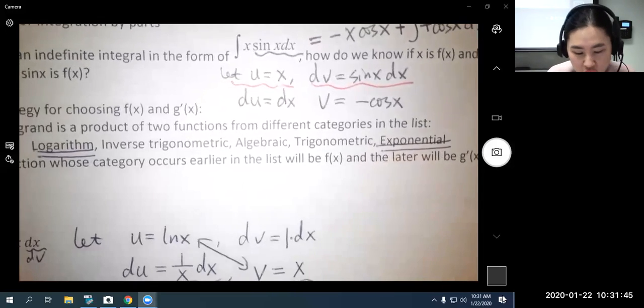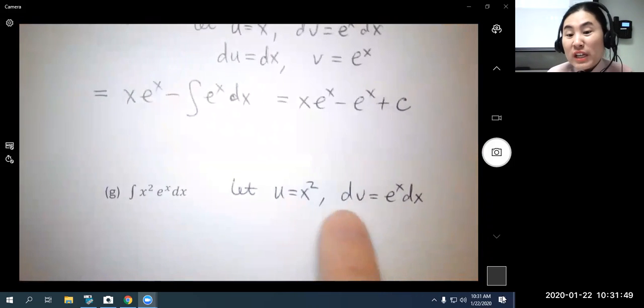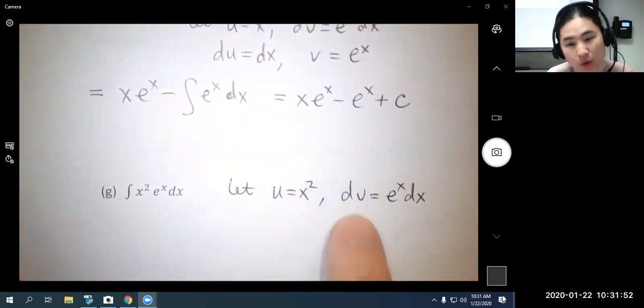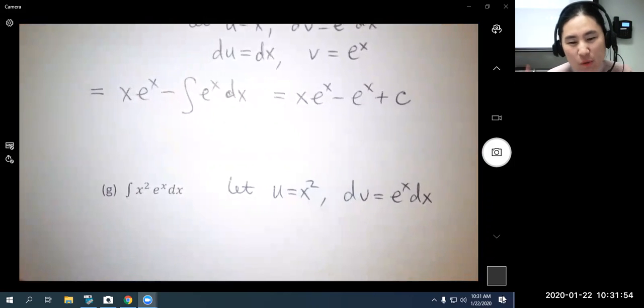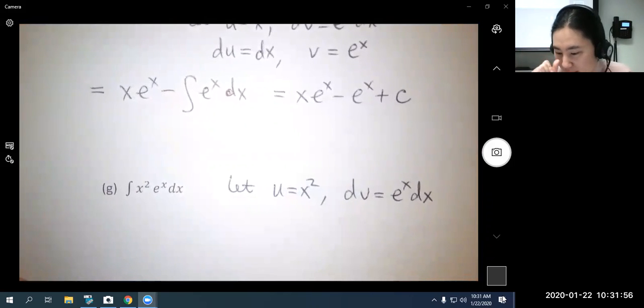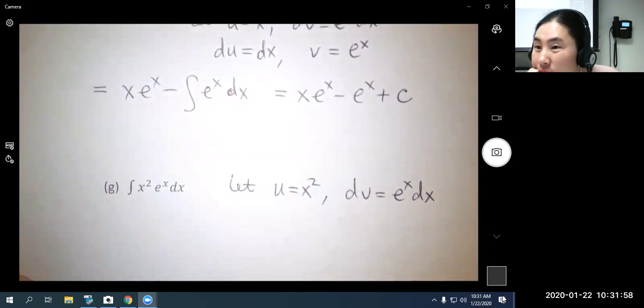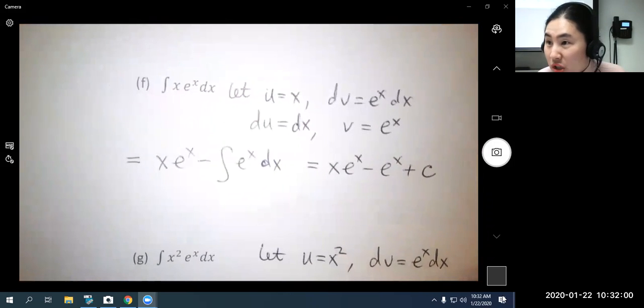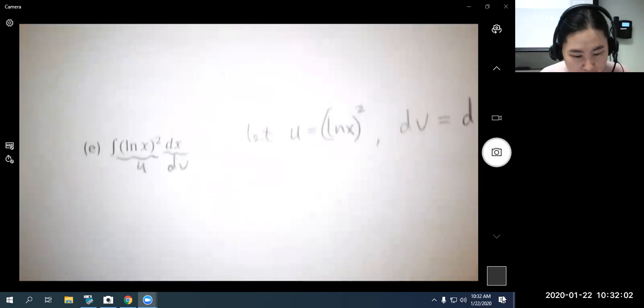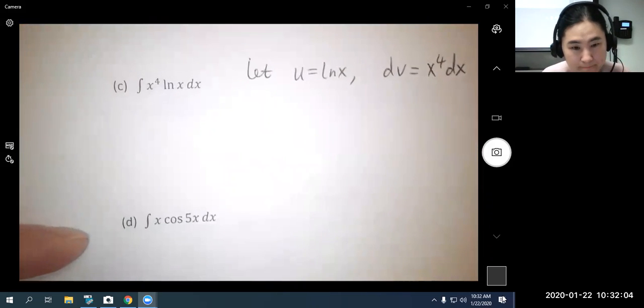Okay, all right, so that question, you will have time today in class to do this G later. Once you find out what is u, what is dv, just repeat the integration by parts, okay? So that's good for these two questions, F and G. Okay, all right, now we look at what?